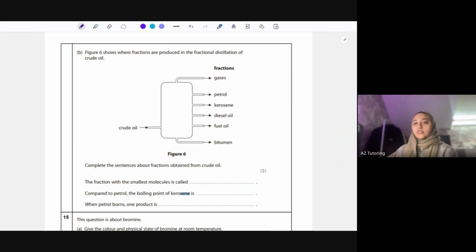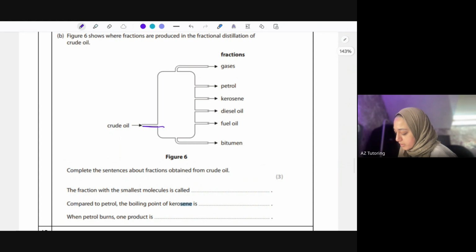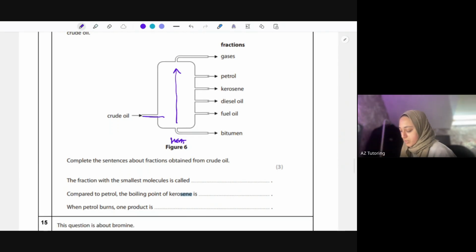So we spoke about simple distillation before. This is fractional, same thing, but it's happily got a bigger scale. They put the crude oil in. There's heat coming from the bottom here. So the ones with the higher boiling point will be on the bottom, and then the smaller ones tend to rise to the top and get sectioned off. The fraction with the smallest molecule is called gases. So it's these ones here. The smallest ones are right on the top.